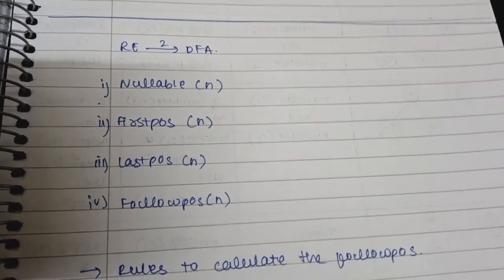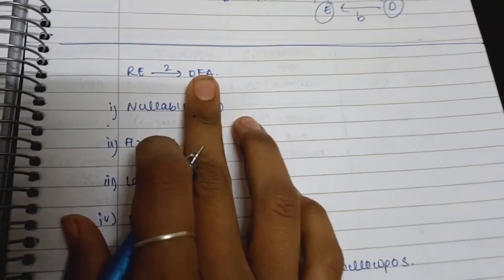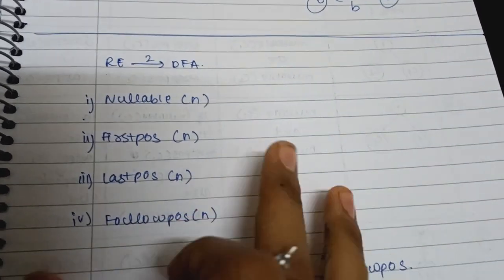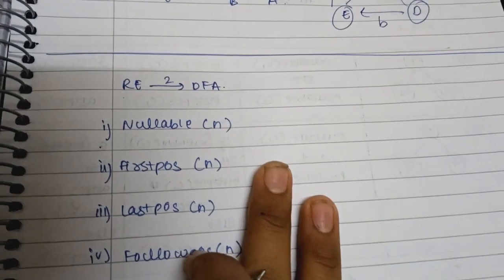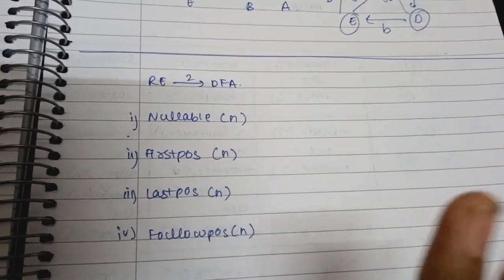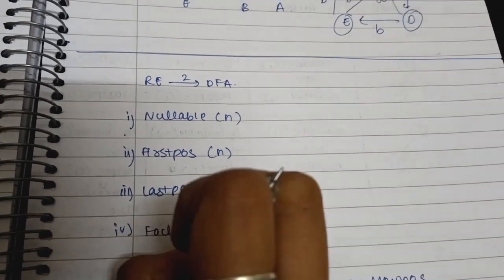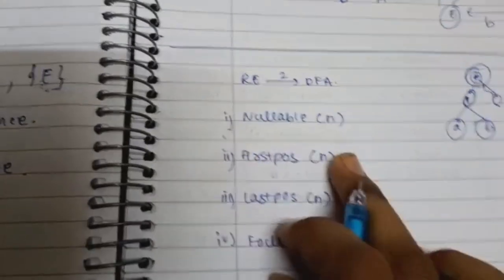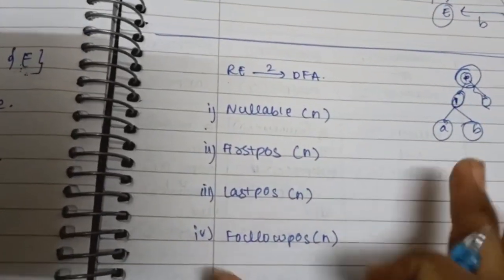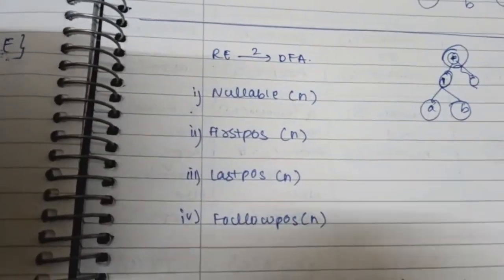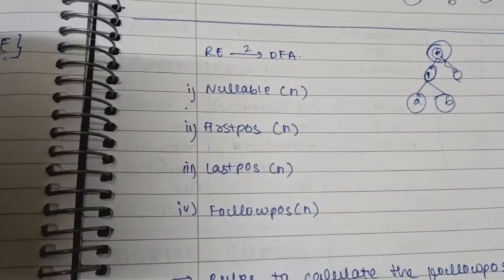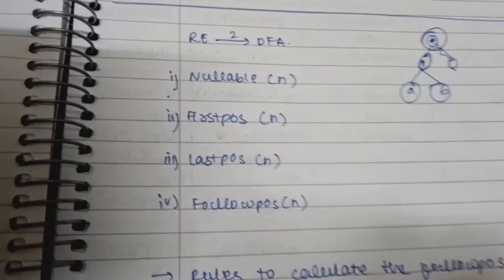Let's start with nullable. In this conversion, we will deal with the syntax tree. This process revolves around the syntax tree. Nullable tells us if a given node in our syntax tree for the regular expression can represent an empty string. That is, we have a regular expression such that the null string is also accepted.